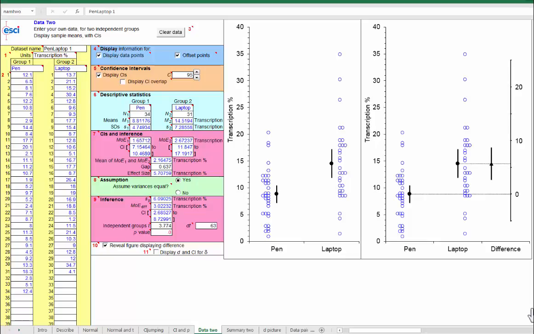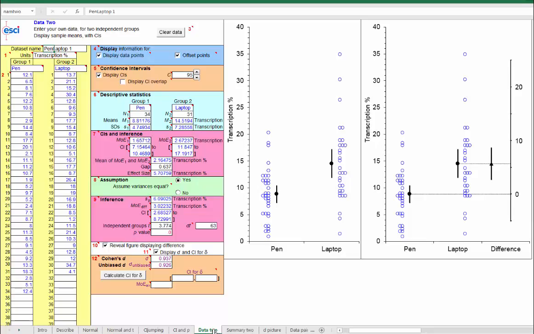Some more on independent groups, still working with the first pen laptop study. Right, what about Cohen's d? Click down here and I get a panel for Cohen's d.